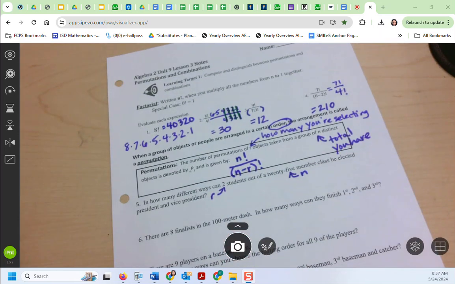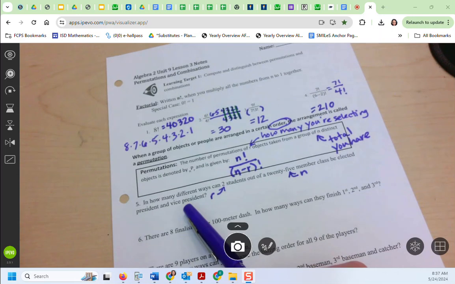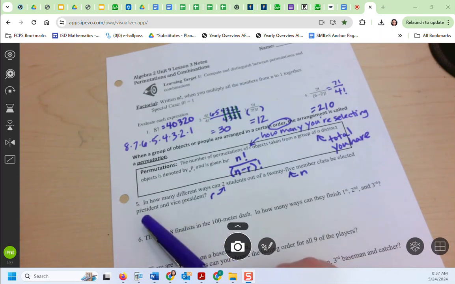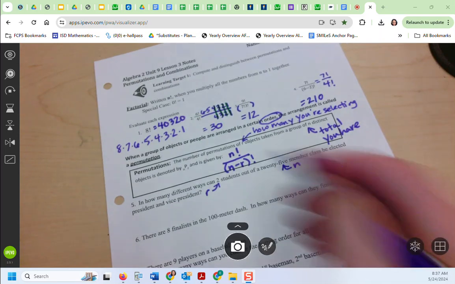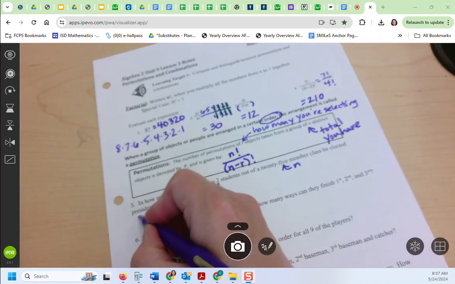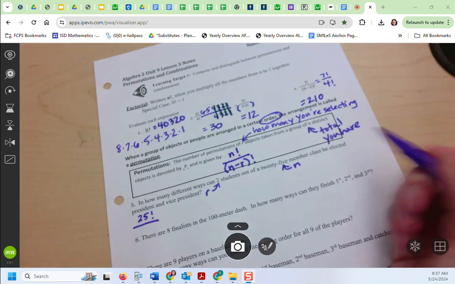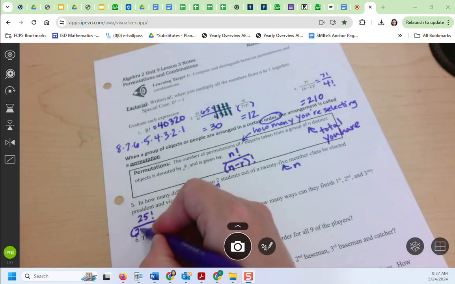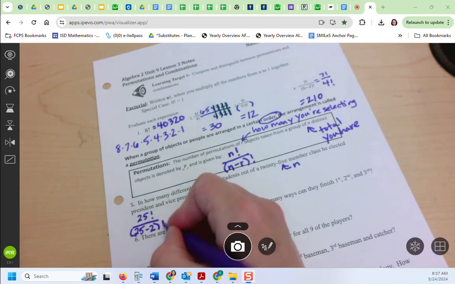The reason why the order is important here is because we're selecting them for different jobs. So the first one will be selected as president and the second one as vice president. I'm using this formula. So it's going to be 25 factorial divided by 25 minus 2 factorial.